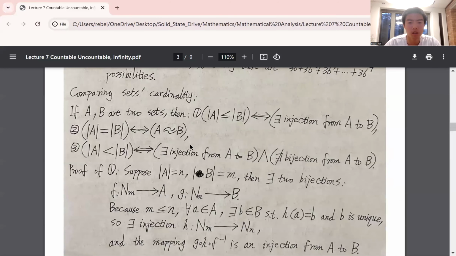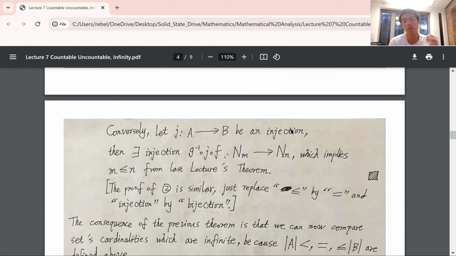In this case, we have proved this direction. If it's smaller or equal to, then there exists an injection. So what about the converse? The converse is very similar.